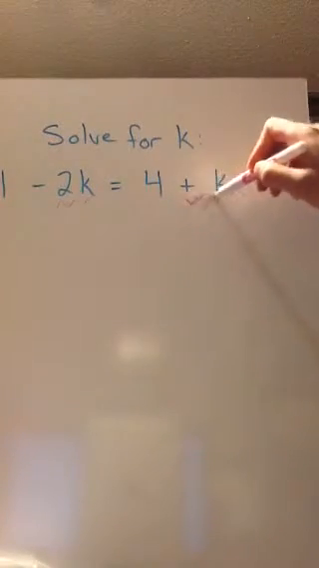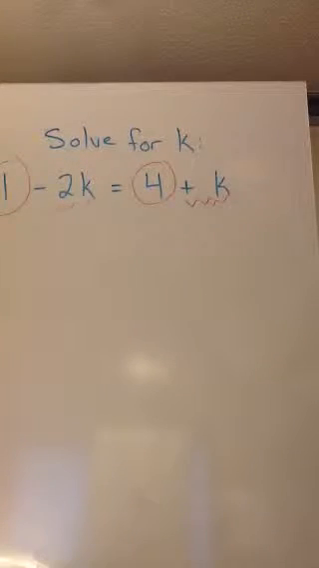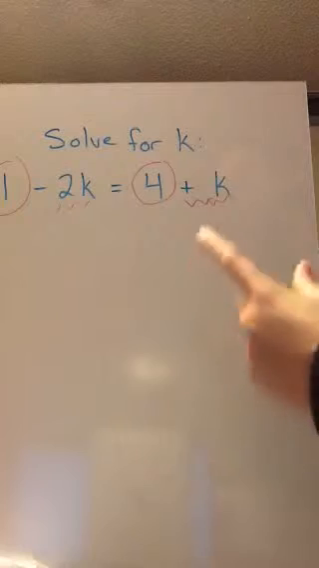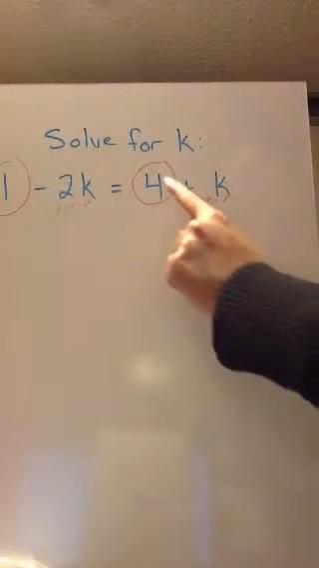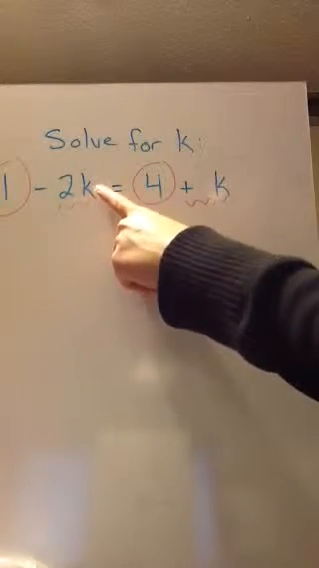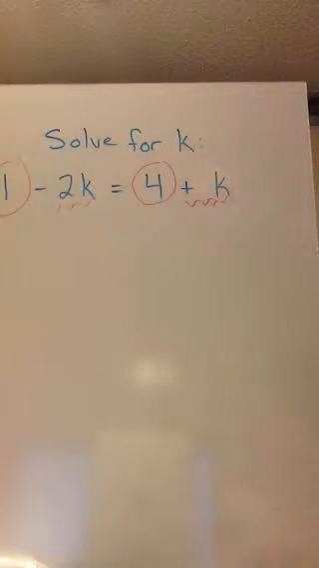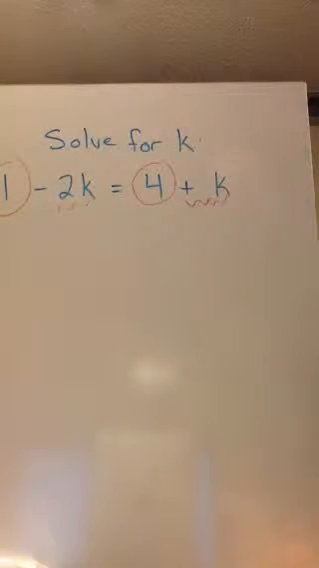So I know that I have a k here, these two are like terms, and the 1 and the 4 are also like terms. So what I'm going to try and do here is get all of the constants, so all of the numbers, on one side of the equal sign, and all of the variables, so all of the k's, on the other side of the equal sign. You could do this a couple ways. We'll do it one way, and there's more than one right way.